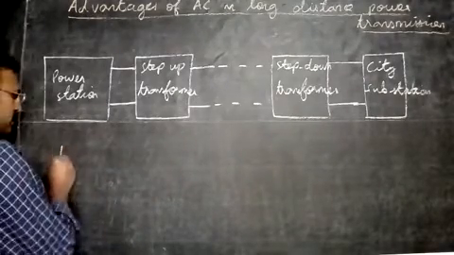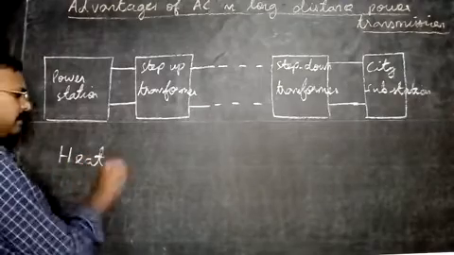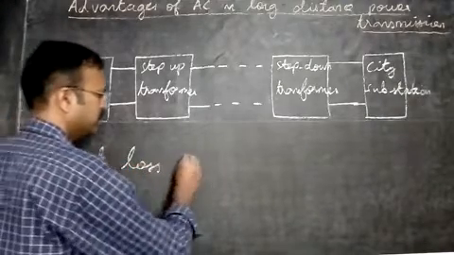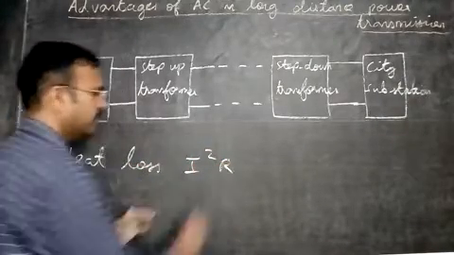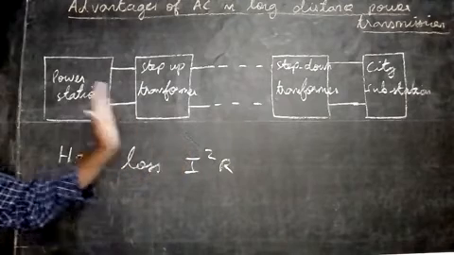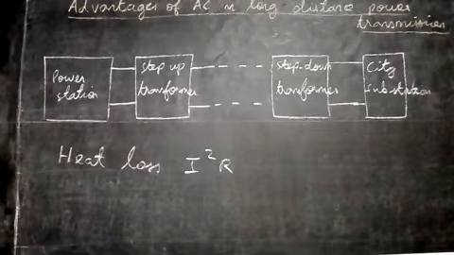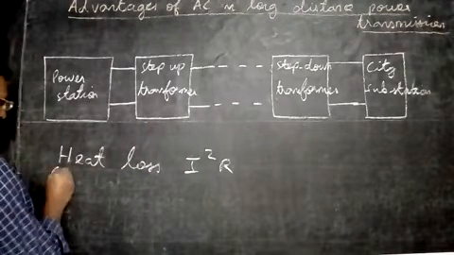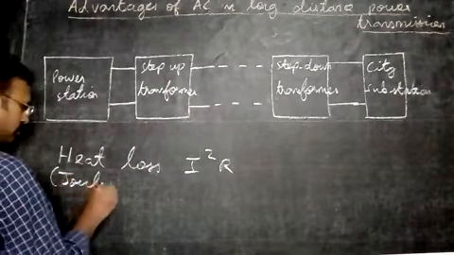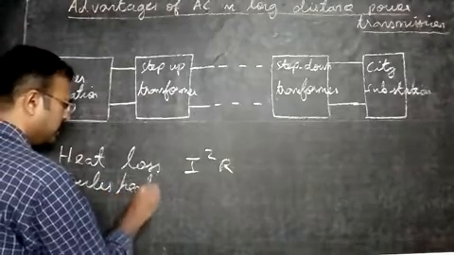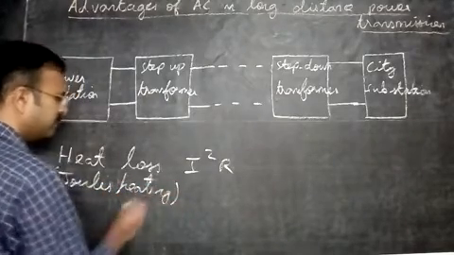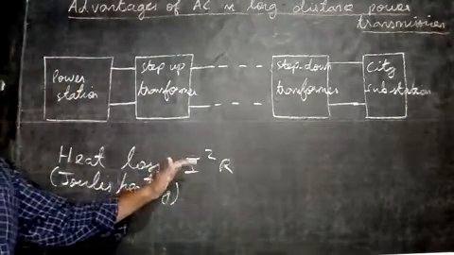The heat loss is given by Joule's law of heating, that is I squared R, where I is the current and R is the resistance. So this is due to Joule's law, that is Joule's heating, which you learned earlier. Due to that only we will have this wastage, so you must reduce this heat loss.